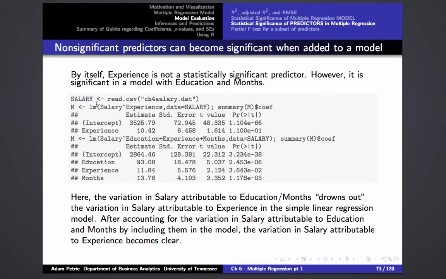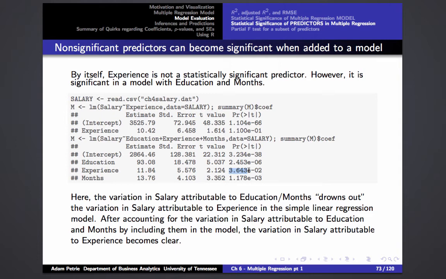So here we're trying to predict salary based on the experience of an individual. And we see that a simple linear regression gives a p-value of 11%. So basically experience does no better at predicting salary than a random predictor. It's just not a good predictor. However, predicting salary from the combination of education, experience, and months says that, oh, well, the p-value of experience is less than 5%. It is now a statistically significant predictor. So is this a contradiction? What gives? Well, we've actually already addressed this before.